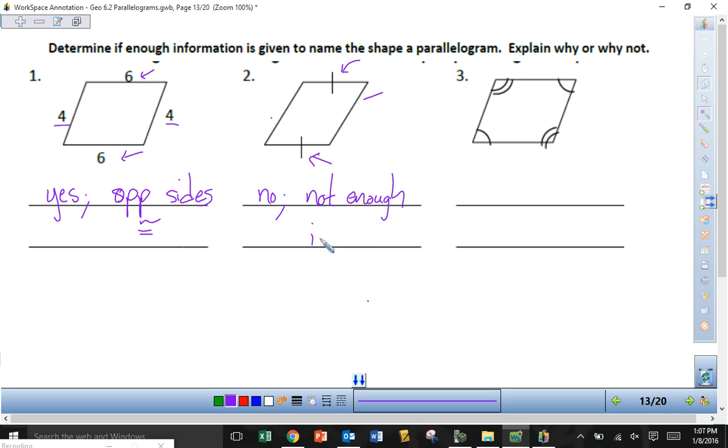So we're going to say we don't have enough information. They could be parallel, or they could be the same number, so it could be a parallelogram, but we're not given that information, so we can't say that they are.